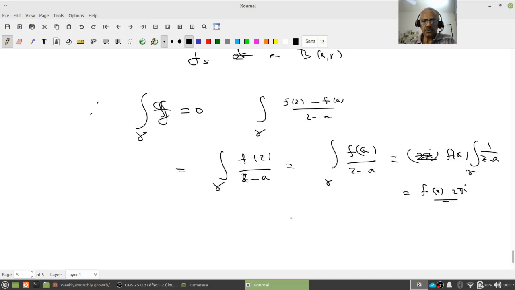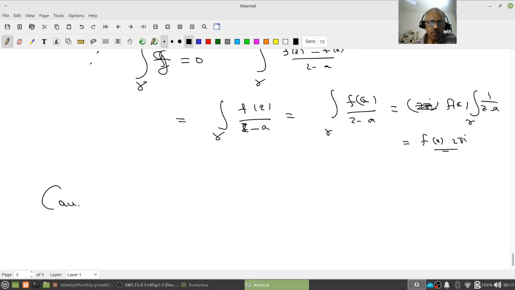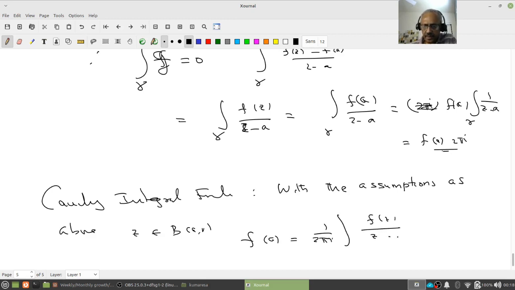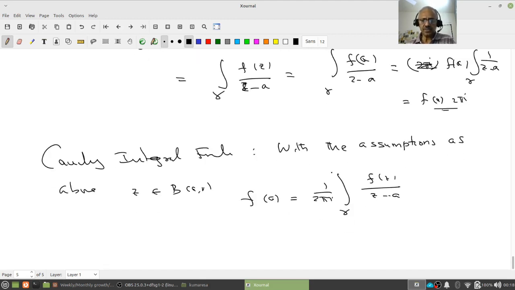So you got what is called the Cauchy integral formula, with the stated assumptions as above. For all a in B(a,R), we have f(a) equal to 1 by 2 pi i times the integral of f(z) by (z minus a) over the path gamma. So in particular, for every point you just have to do that.